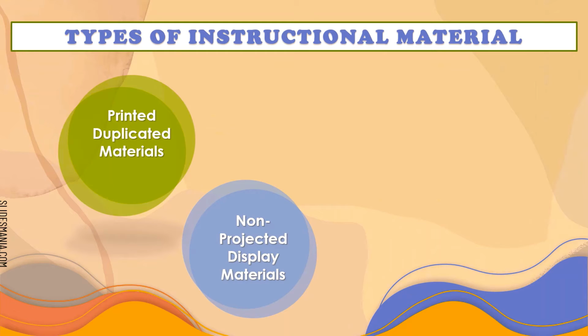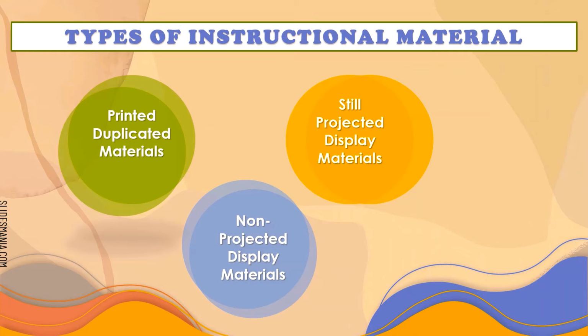The second is non-projected display materials. This consists primarily of study prints, charts, posters, maps, flashcards, photographs, textured illustrations, and other illustrations found in magazines and newspapers, and these do not require any projected material or electricity. Third is the still projected display material.